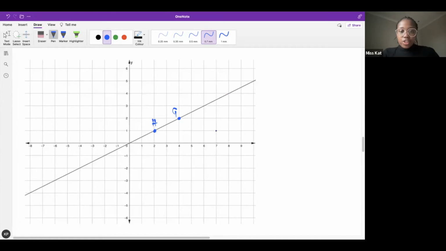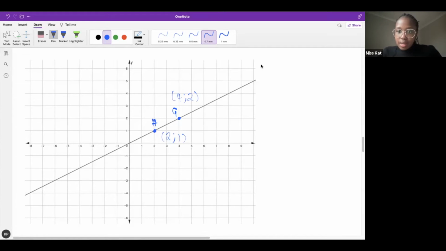The coordinates of G, 4 and 2. And my coordinates for H. Careful, don't swap them around. Yes, 2 and 1. Now, formula. See, guys, this is easy. You're getting used to it. I feel like you guys are getting the hang of it.